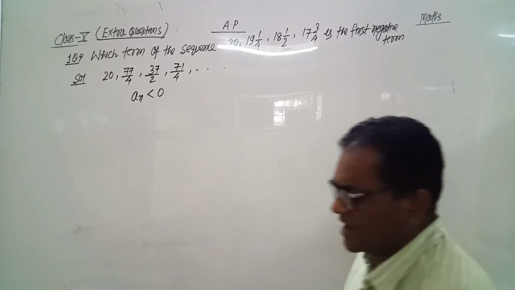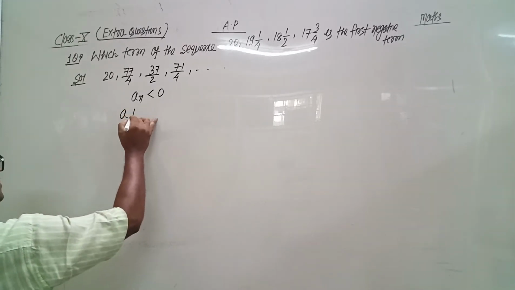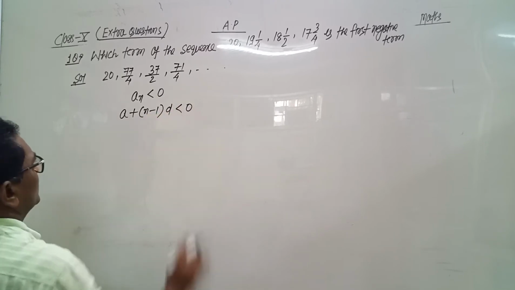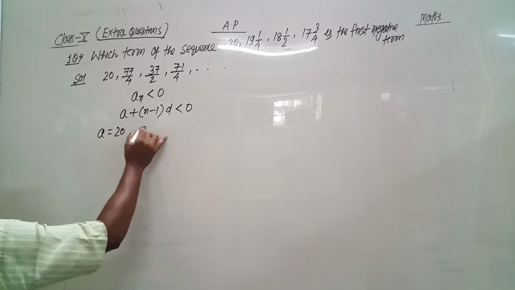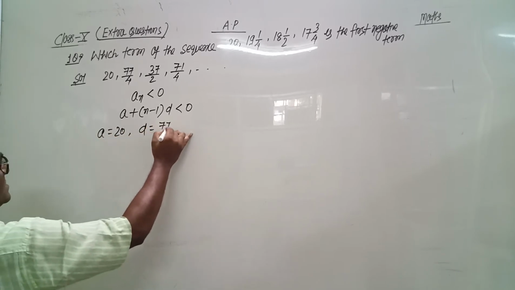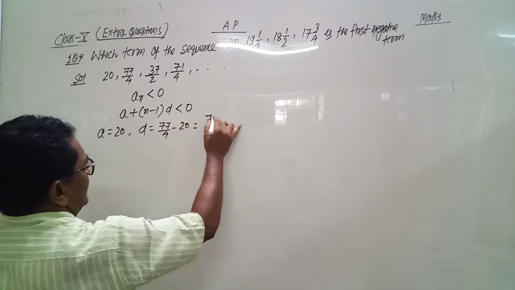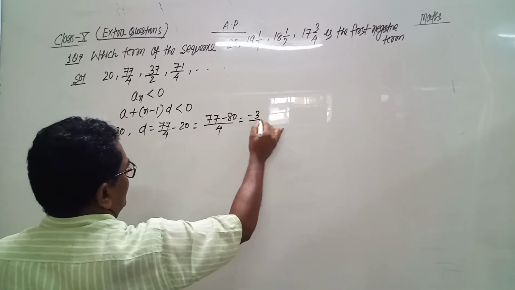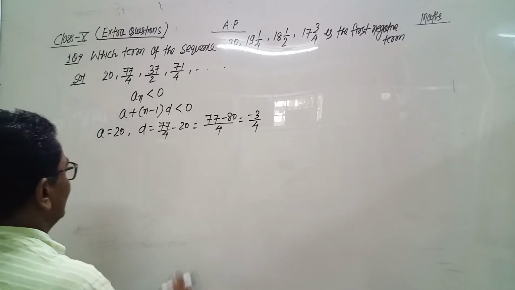So we use the formula a_n is less than 0, that is, a plus (n minus 1) into d is less than 0. The value of a is 20. The value of d we calculate: 77 by 4 minus 20, means 77 minus 80 by 4. This is minus 3 by 4. So the value of a is 20 and the value of d is minus 3 by 4.